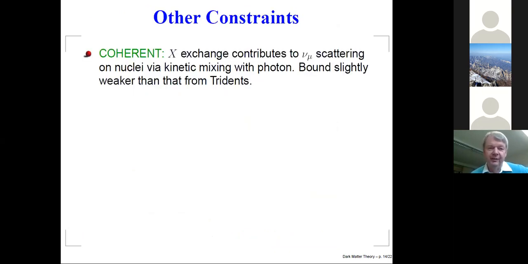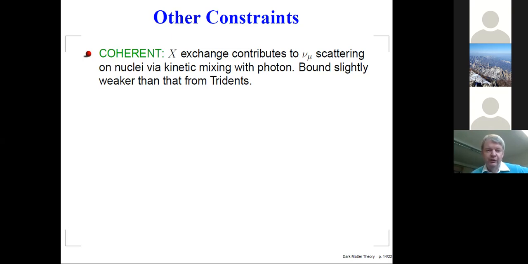So, other constraints. I briefly mentioned already, also muon neutrinos are really charged in this scenario through this kinetic mixing, loop-induced kinetic mixing. Therefore, the scattering cross-section of muon neutrinos on nuclei will change.